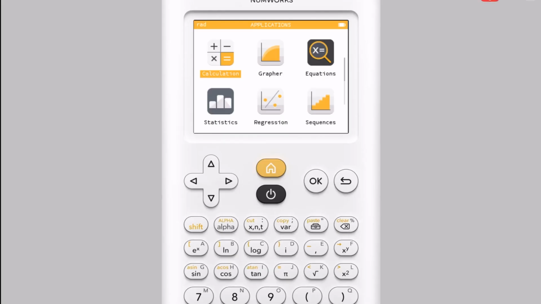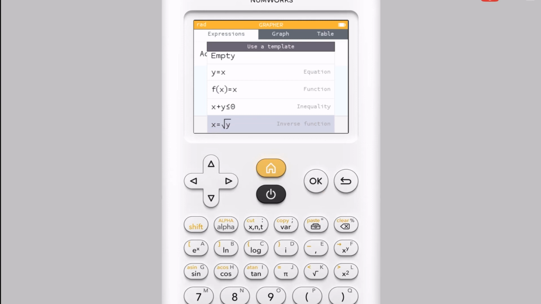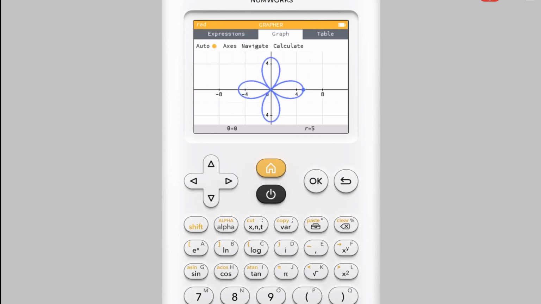Let's graph it and see how that looks. So I'm going to go to Grapher on my Gnomworks calculator. I'm going to add an element. I want to add a polar. And it was 5 cosine of 2 theta. Let's look at the graph. Notice we're at maximums at 0, pi over 2, pi, and 3 pi over 2. And it goes through 0 halfway in between. Makes a nice little flower.